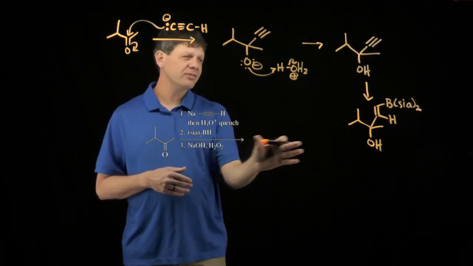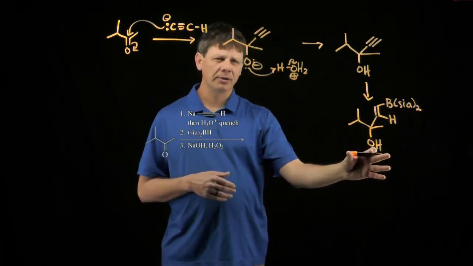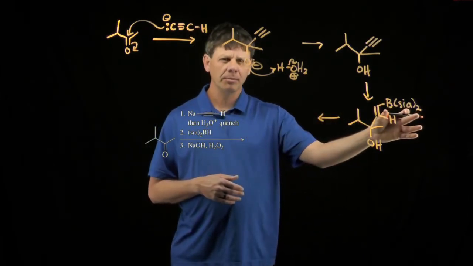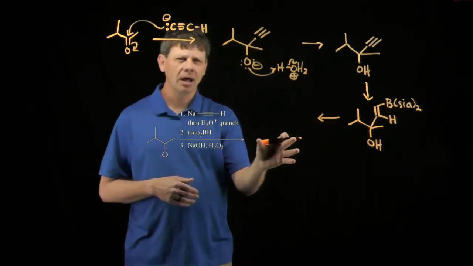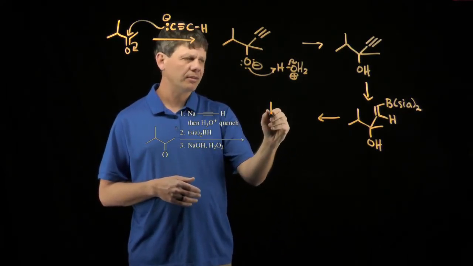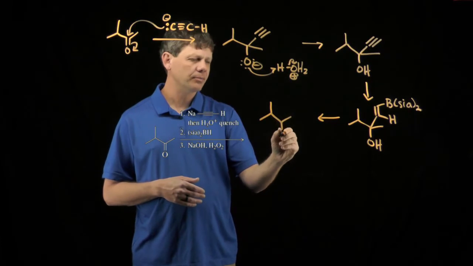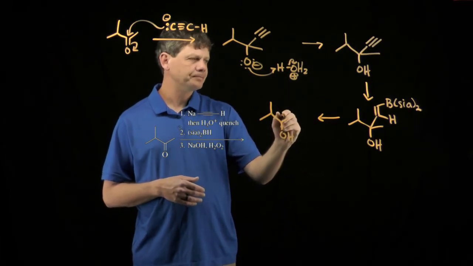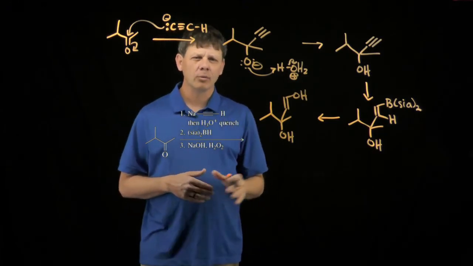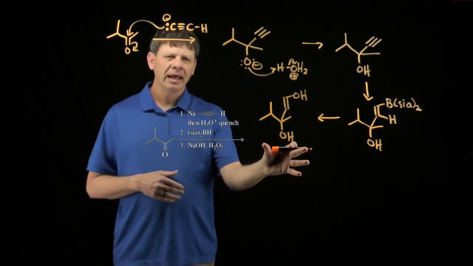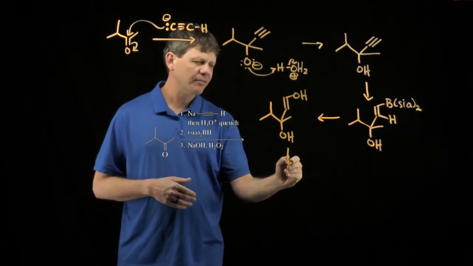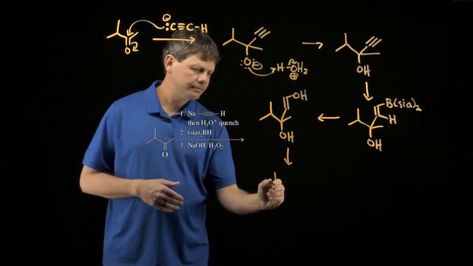Treatment of this borane intermediate with sodium hydroxide and hydrogen peroxide is going to replace that carbon-boron bond with a carbon-oxygen bond, or a carbon-hydroxyl bond. And so that would give us this intermediate initially. This intermediate that we formed is an enol, and that enol will tautomerize spontaneously to give us an aldehyde.